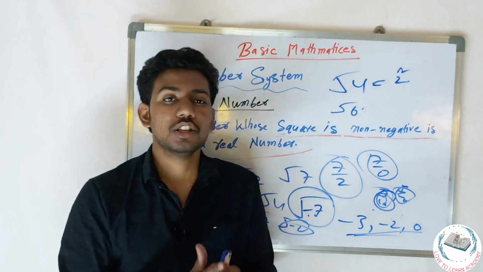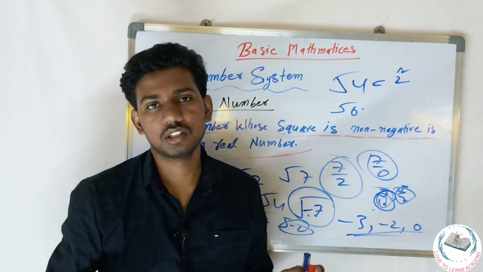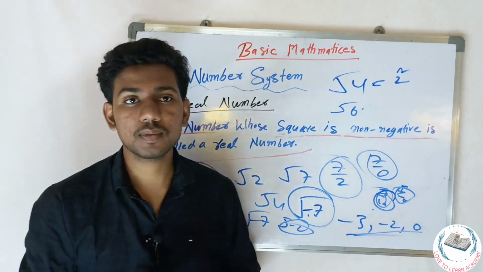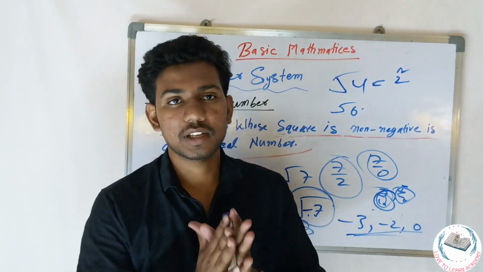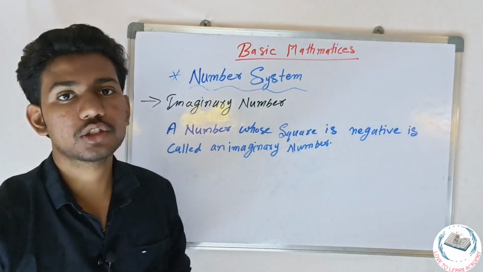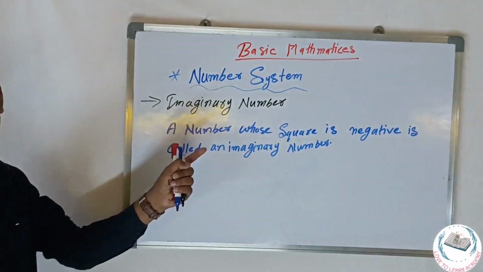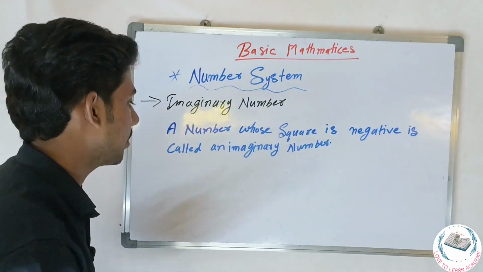Real number is very easy. You can say that all the numbers are real numbers in an easy way, apart from negative squares. I hope you understand. Let's talk about imaginary numbers. Now let us talk about imaginary numbers. So what is an imaginary number? Let's see.